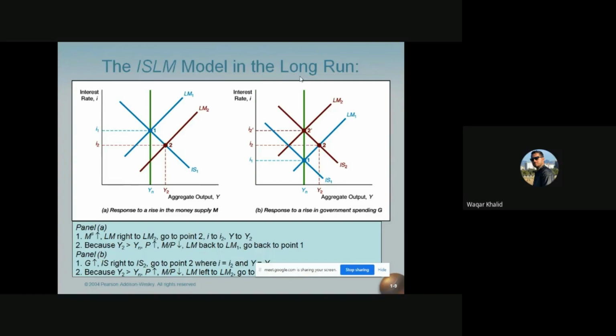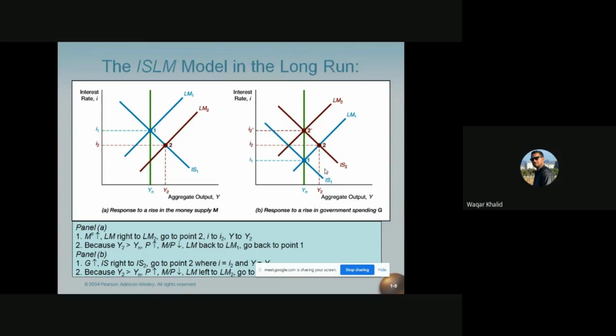If there is a rise in government spending, what will happen? The IS curve will shift from IS1 to IS2 and the economy moves to point 2. Initially we are at point 1, but now we are at point 2, where I2 is the interest rate and Y2 is the output level. But because output at Y2 is above the natural level of output, look here, Y2 is greater than Yn. It means that the aggregate output is above the natural rate of output.